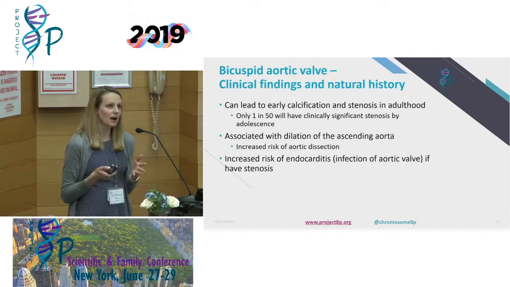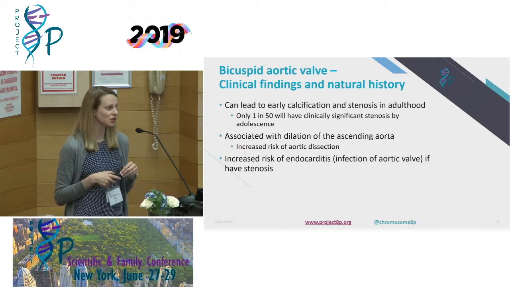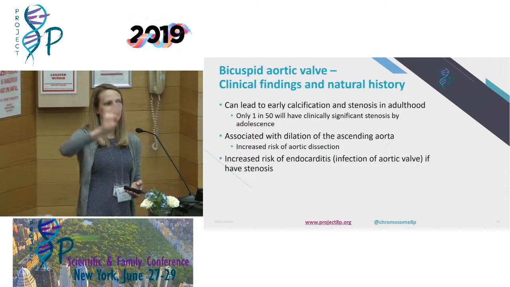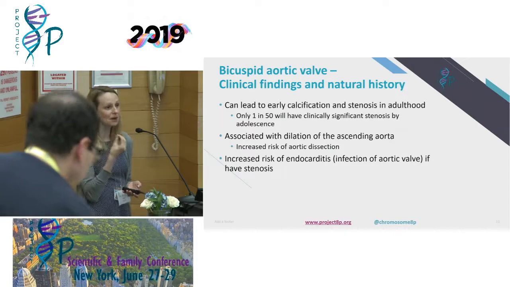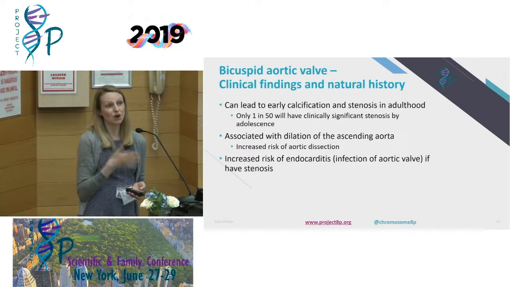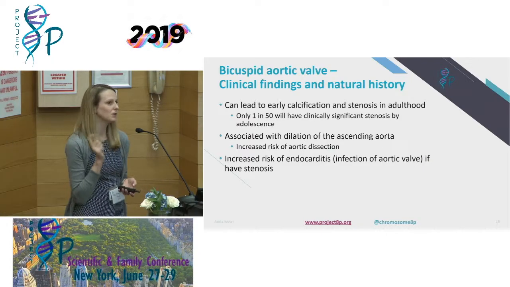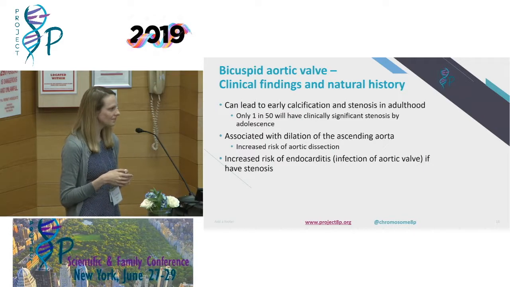So what are some of the problems that can happen with this? It can lead to early calcification of the valve and stenosis. If you look at all 90-year-olds, they have some calcium on their heart valves and some blockage of flow. But in patients with bicuspid aortic valve, that tends to happen earlier than in everyone else. Only 1 in 50 people with a bicuspid aortic valve will have clinically significant stenosis by the time they're adolescents. Usually this is happening more in adulthood.